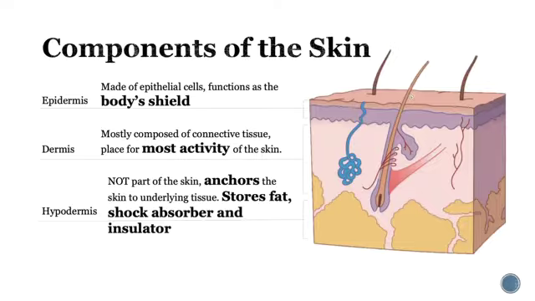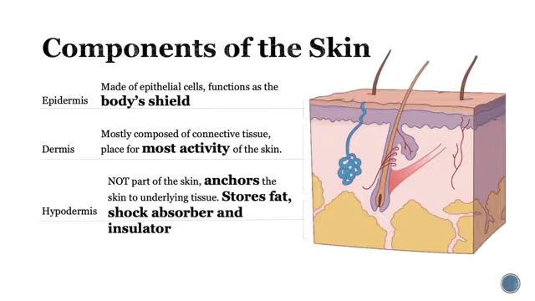Directly underneath the skin, we have this big area in there called the dermis. This dermis is mostly composed of connective tissue, which is basically where most of the activity of this organ is going to occur. Now, underneath the dermis, we have the hypodermis.